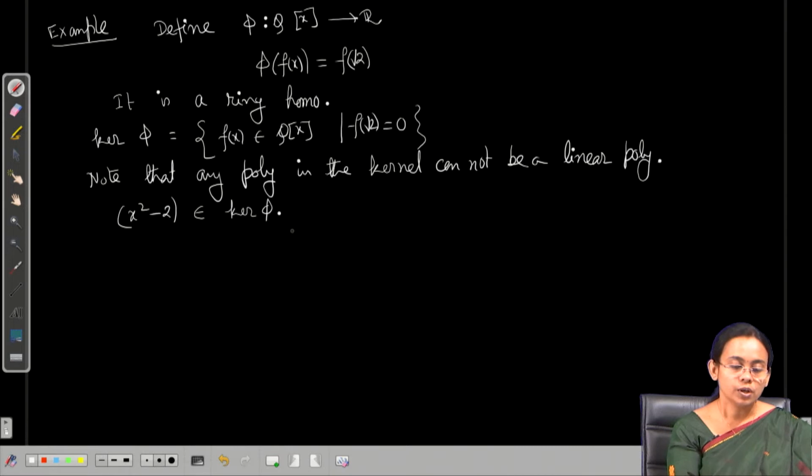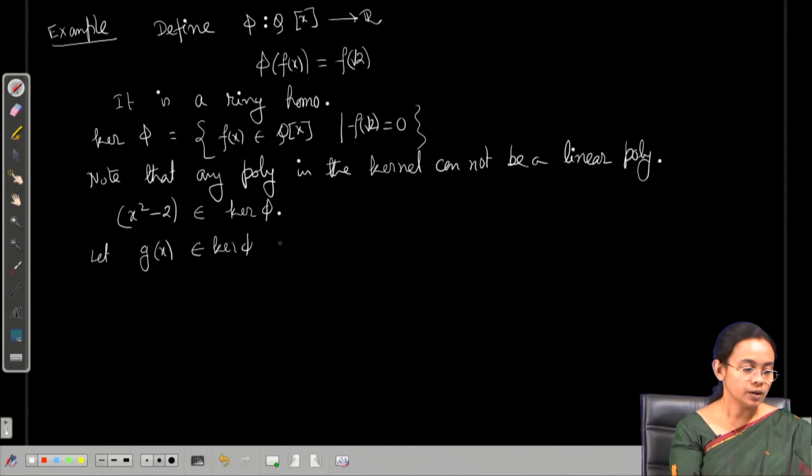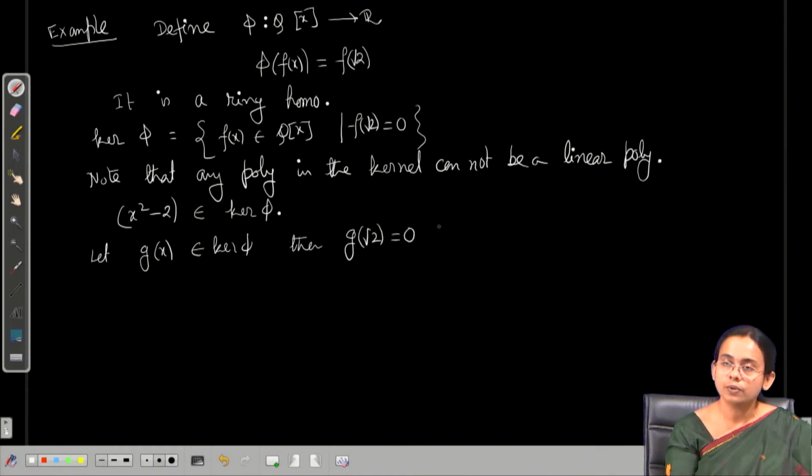Now, I will show that any element in the kernel is in fact a multiple of x square minus 2. Let g(x) be any arbitrary polynomial in the kernel of phi. That means if I evaluate g at root 2, it will be 0, by the definition of the kernel. Now if I apply the division algorithm on g(x), that is, divide g(x) by x square minus 2, what can I write?